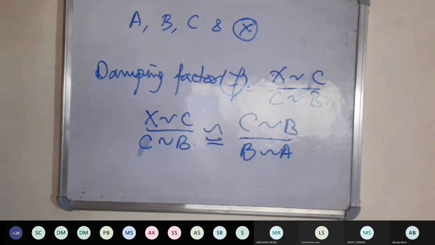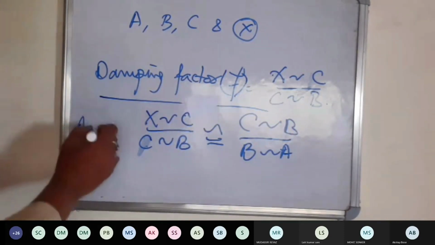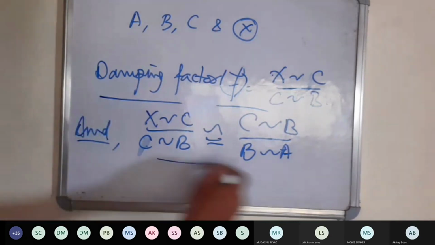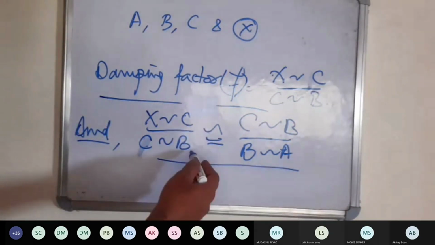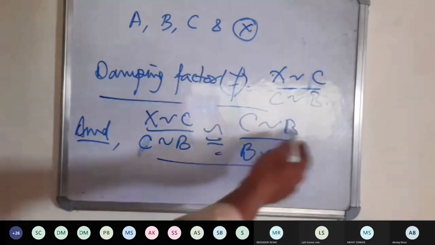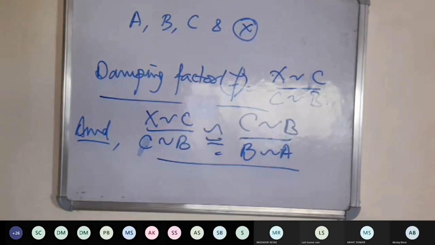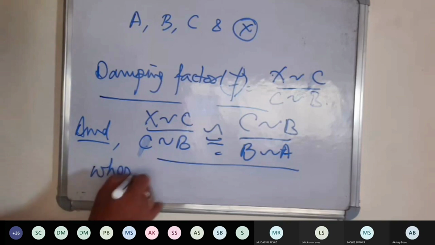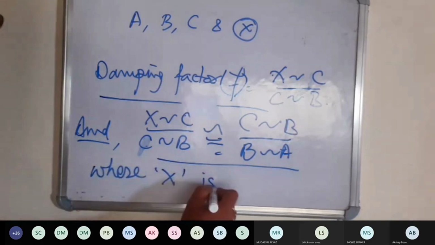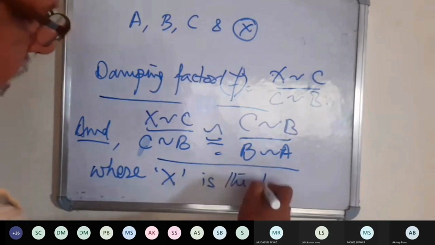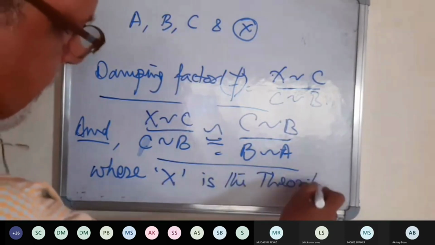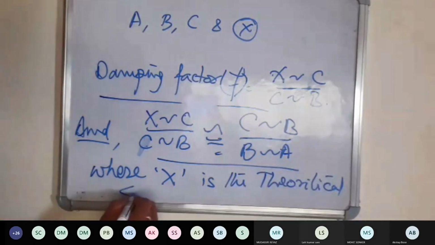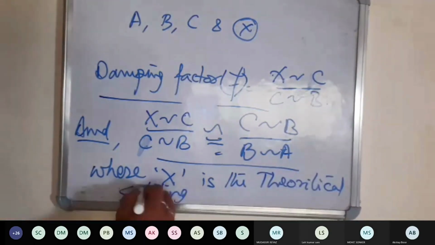So write down damping factor is so and so. And this also, X to C by C to B will be approximately equal to this value. Here, X is the theoretical settling position.